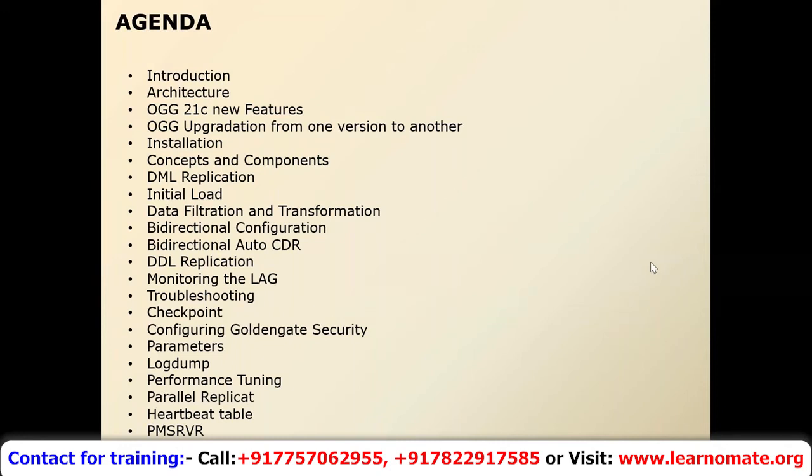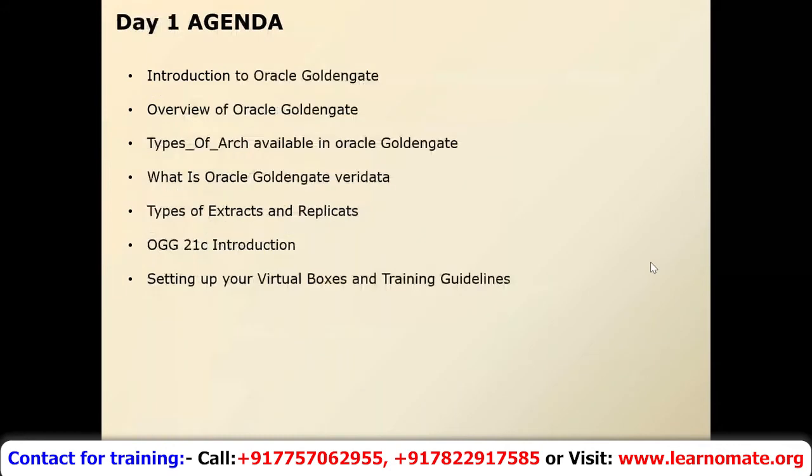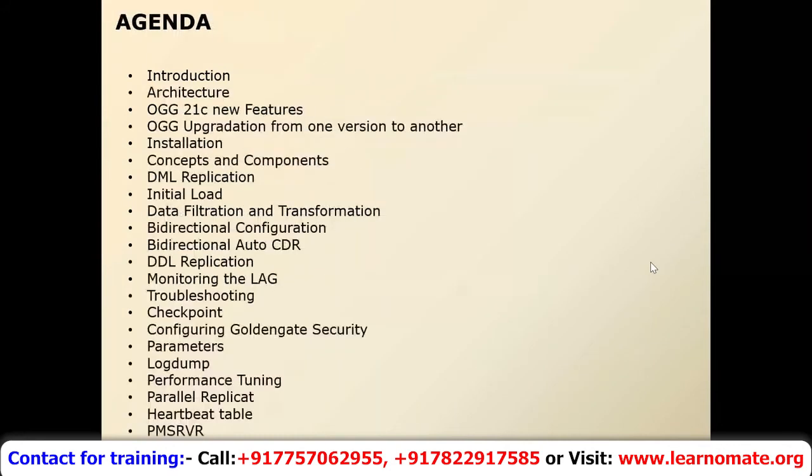Then parameters and parameter file in Oracle GoldenGate. Logdump utility, how to read the trail files of Oracle GoldenGate. Parallel replicat. Now the parallel replicat feature was introduced in 12.3. Now from 21C, parallel replicat has been introduced for heterogeneous databases like DB2 and SQL Server as well. So that is another important milestone. Then what is heartbeat table for monitoring the lag. Performance metrics server. GoldenGate self-describing trail files feature we'll be discussing as well. So this is the complete agenda.